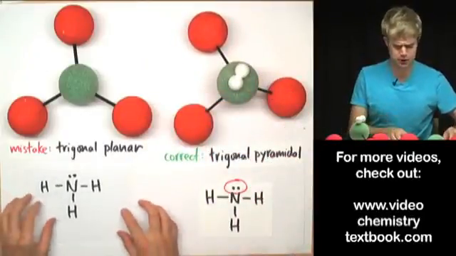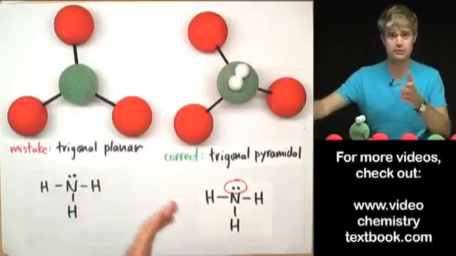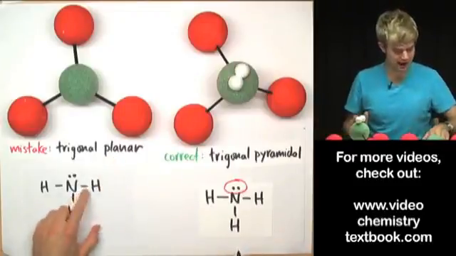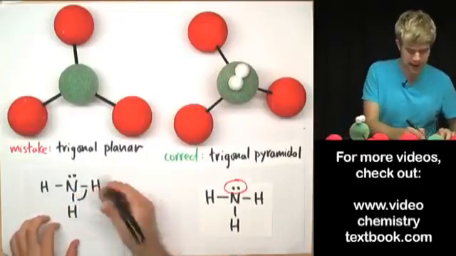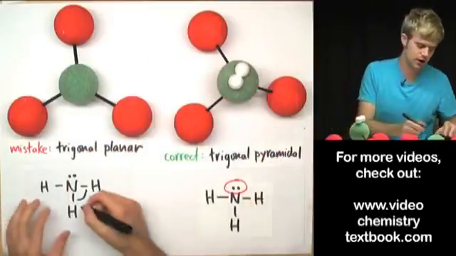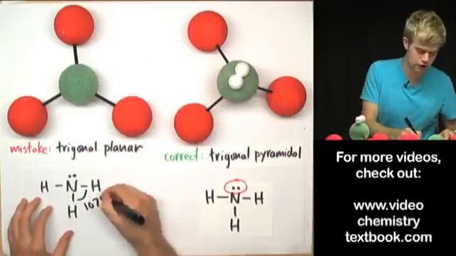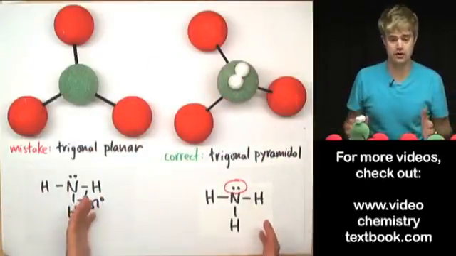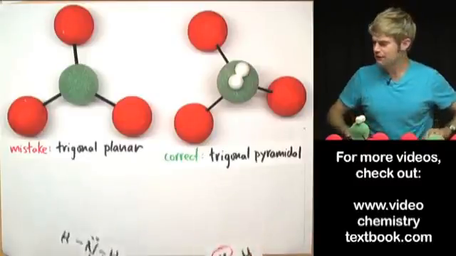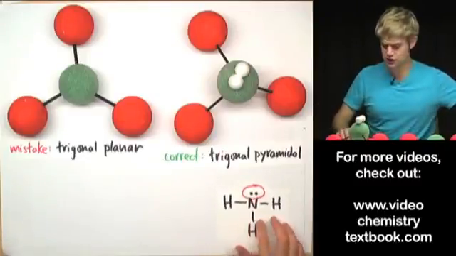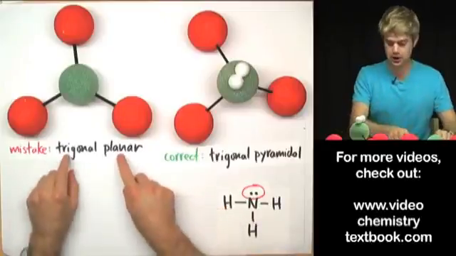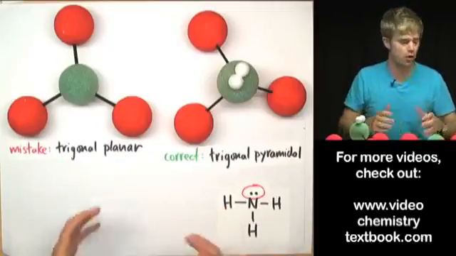Sometimes when you're talking about VSEPR shapes, you need to know the angles between the bonds. So if I have my Lewis structure here, the angles between any of these bonds are about 107 degrees, okay? Now finally, if we're saying that NH3 is not a trigonal planar molecule, what is?